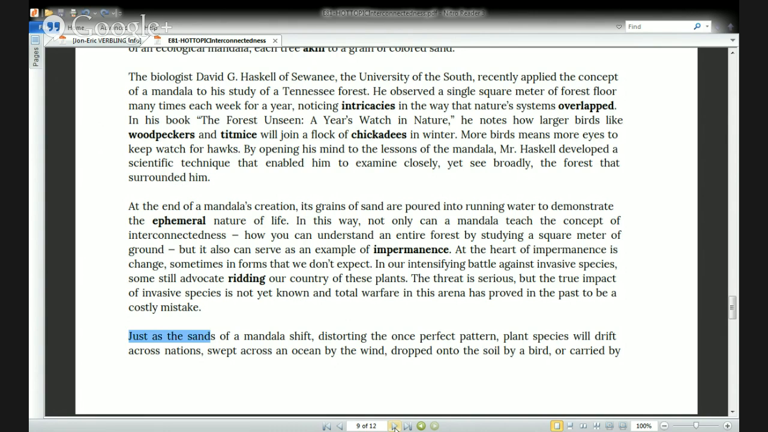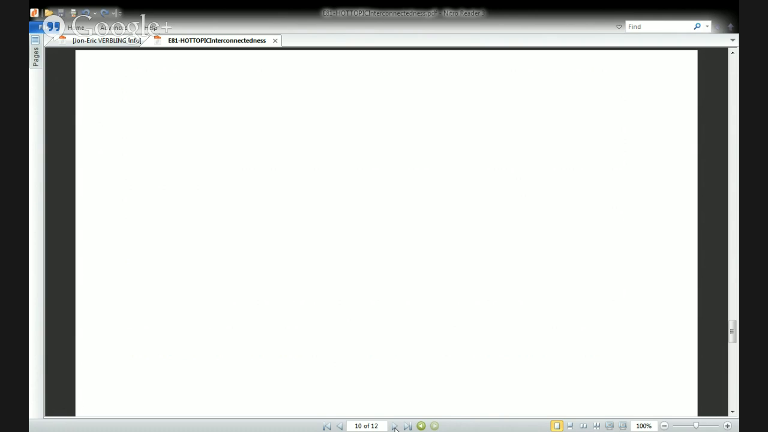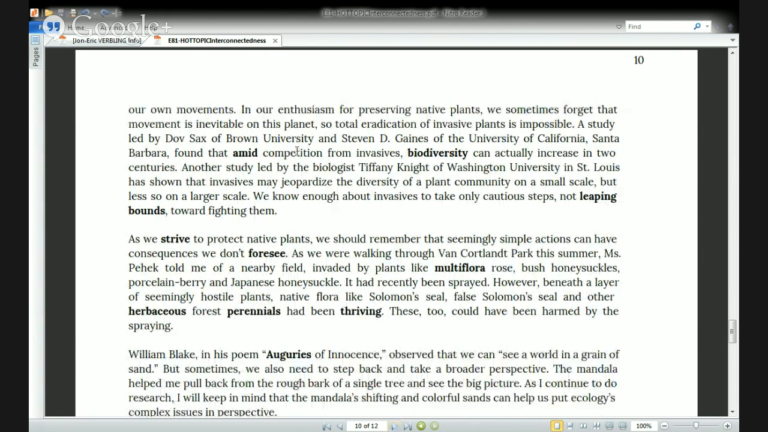Just as the sands of the mandala shift, distorting the once perfect pattern, plant species will drift across nations, swept across an ocean by the wind, dropped onto the soil by a bird, or carried by our own movement. In our enthusiasm for preserving native plants, we sometimes forget that movement is inevitable on this planet. So total eradication of invasive plants is impossible. A study led by Dov Sachs of Brown University and Stephen D.